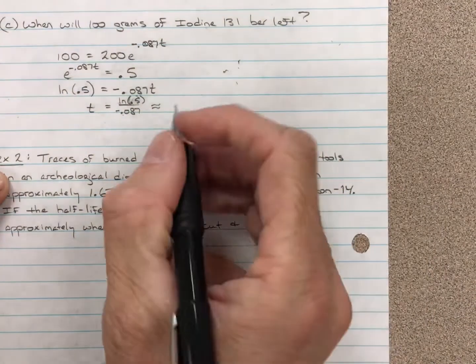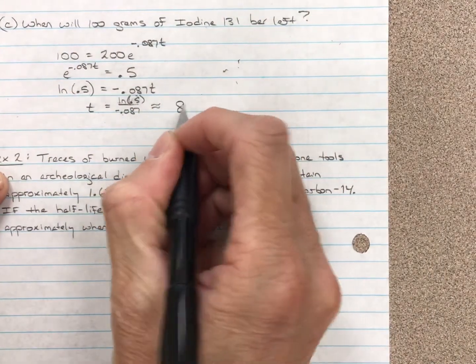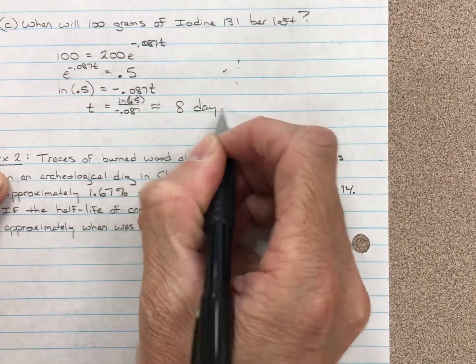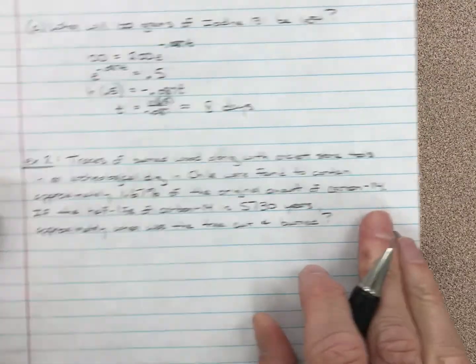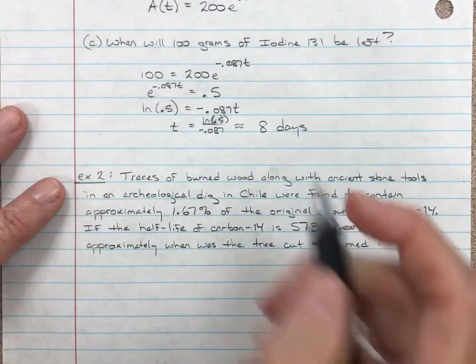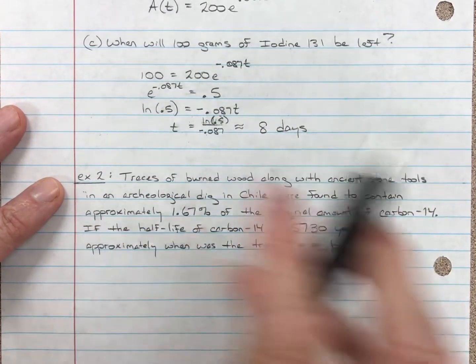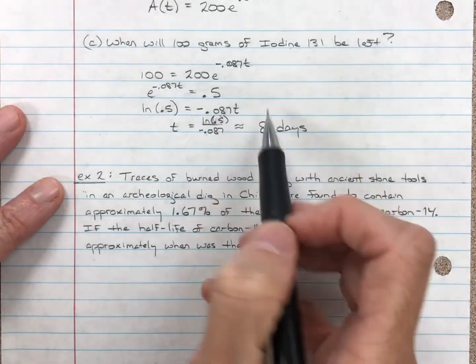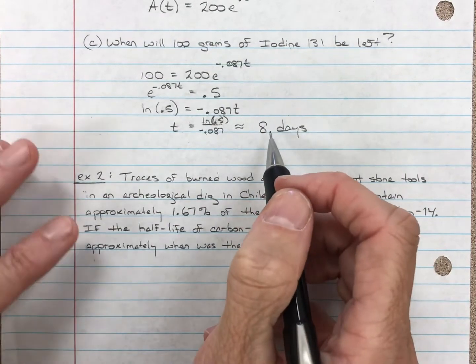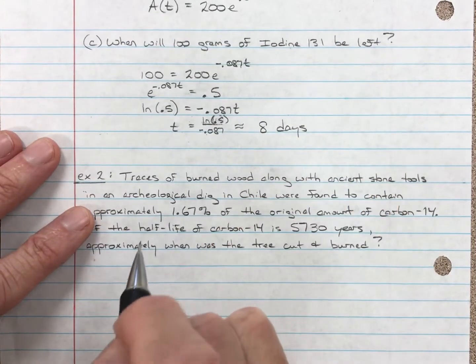Now let's calculate, and I came up with 7.967 days. Well, that is approximately 8 days. So we will have half of the iodine left after approximately 8 days in this case. Another word for that is the half-life. What is the half-life of this? It has an 8-day half-life.